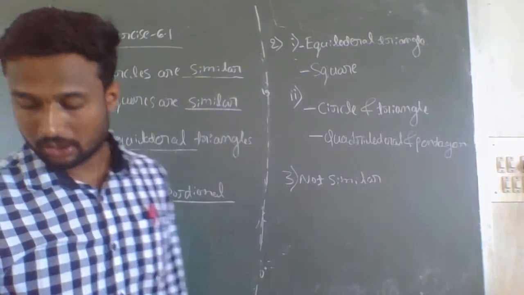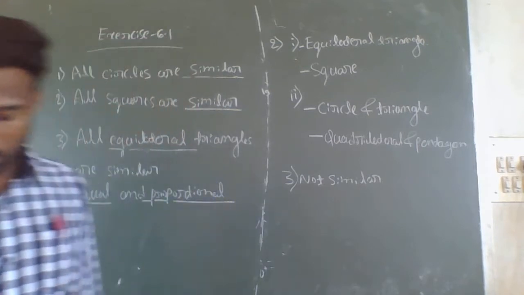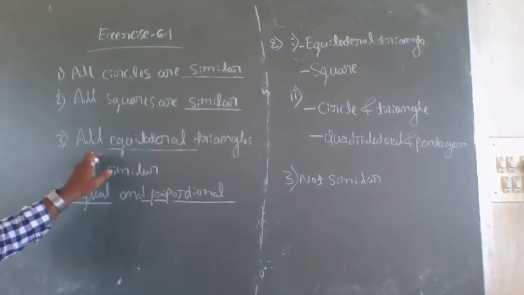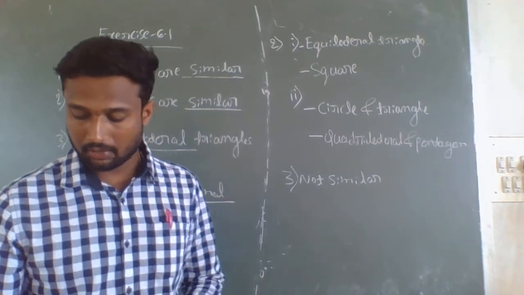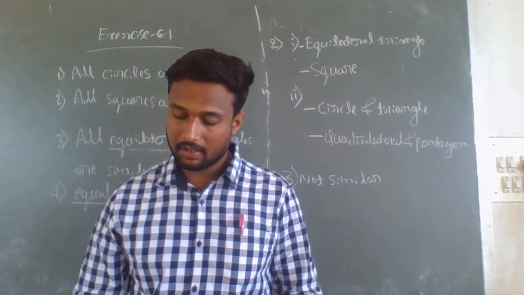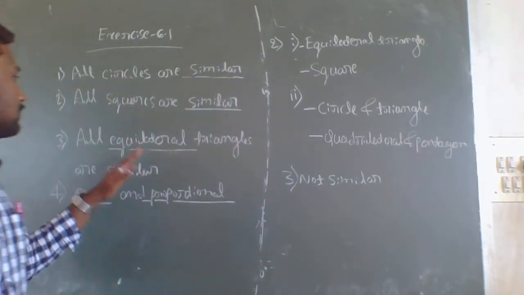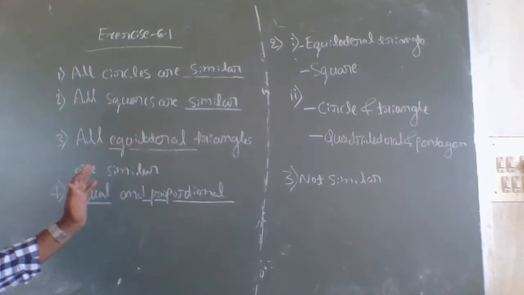For the third question, what are they asking here? All dash triangles are similar, and they are giving options as isosceles and equilateral. The answer is equilateral. All equilateral triangles are similar. Why?